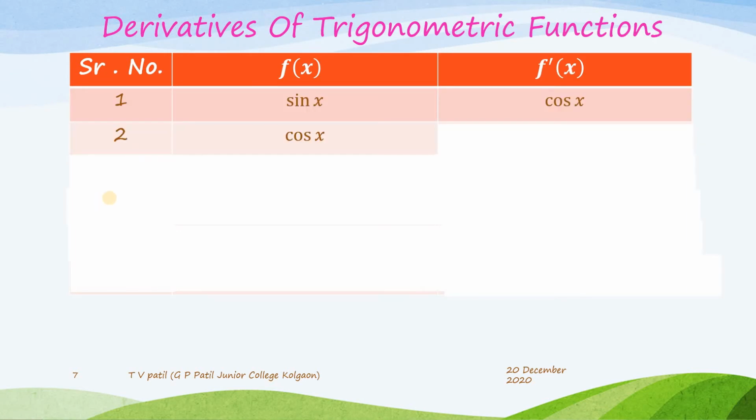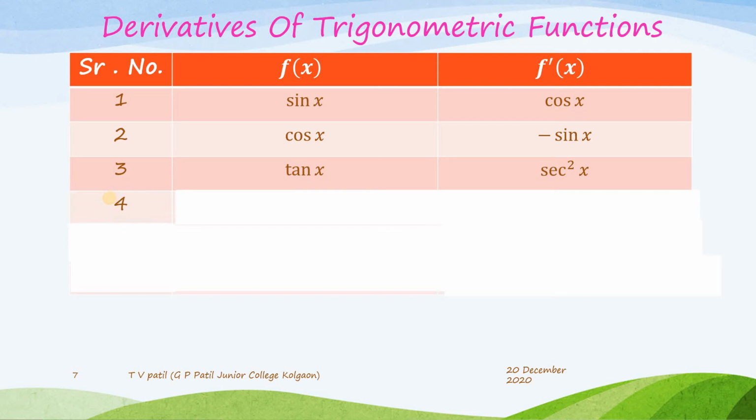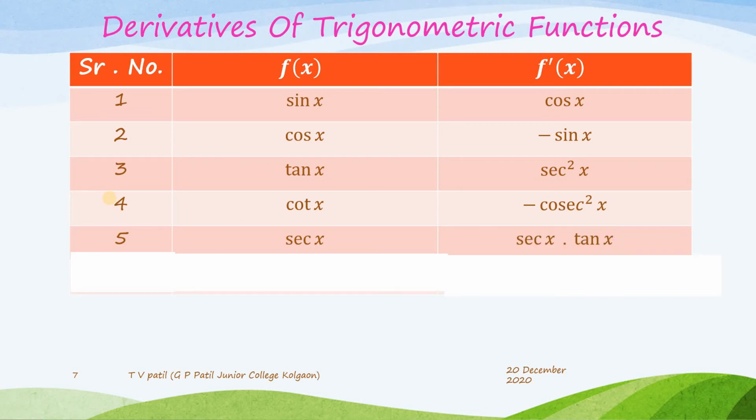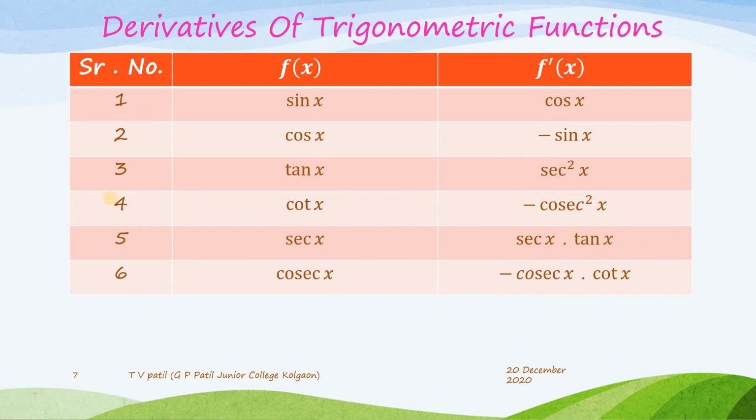Cos x. What is the derivative of cos x? Minus sin x. Tan x, sec square x. Cot x, minus cosec square x. Sec x, sec x into tan x. Cosec x, minus cosec x into cot x.